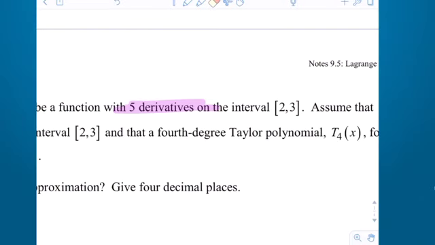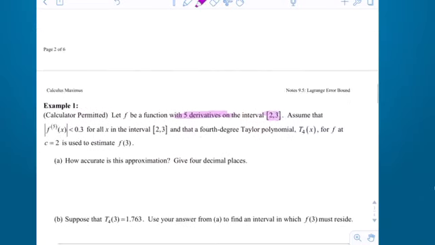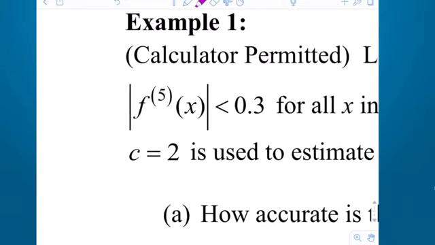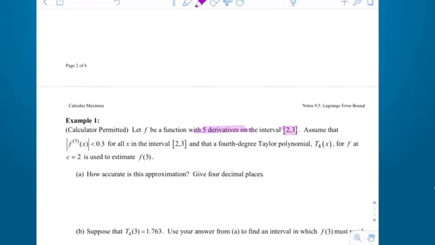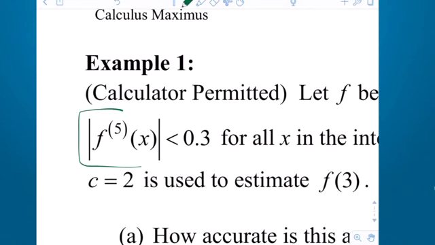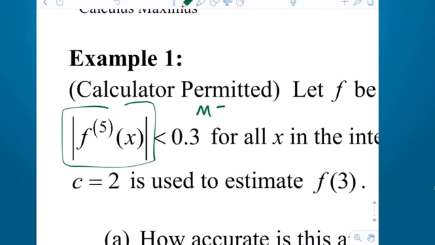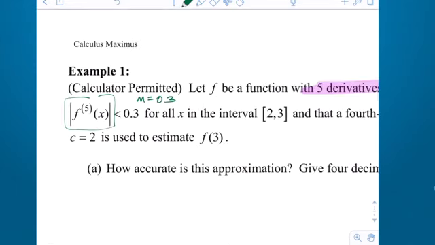That means it's differentiable at least 5 times on the closed interval from 2 to 3. Also assume that the absolute value of the 5th derivative is less than 0.3 for all x on that interval. So what does that mean? M is essentially equal to 0.3. 0.3 then is the maximum value that the 5th derivative takes on in the interval from 2 to 3. So that's important. In this case, they're handing it to you.